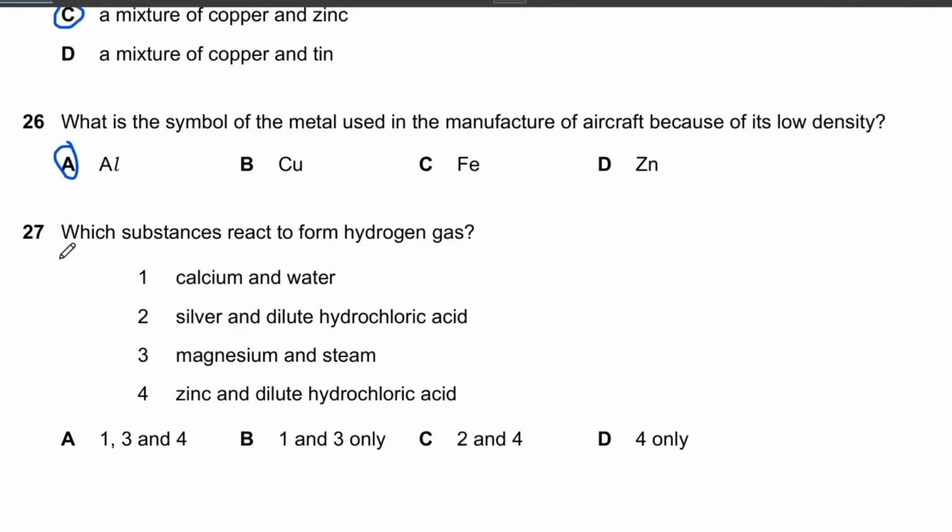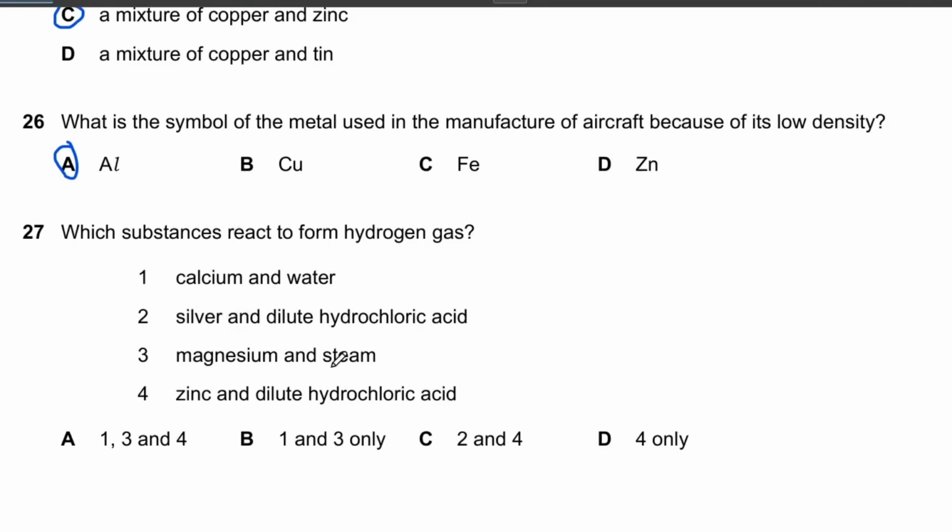Next question, question 27. Which substances react to form hydrogen gas? Calcium and water, yes. In the reaction of metal and water, hydrogen gas will be produced. 2. Silver and dilute hydrochloric acid, no. There will be no reaction because silver is very unreactive.